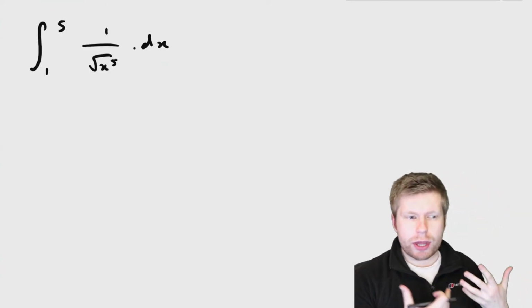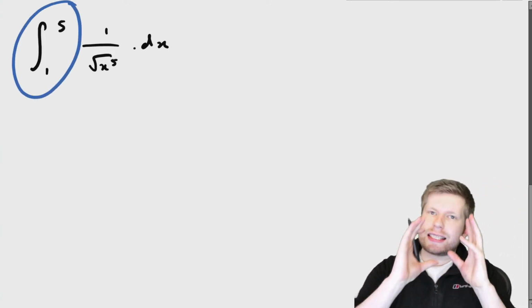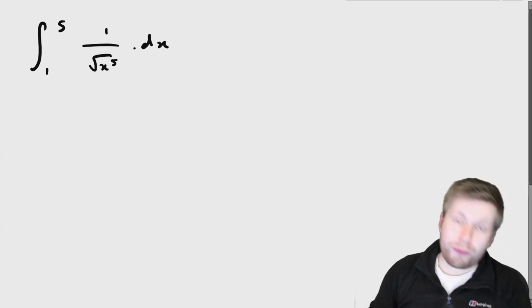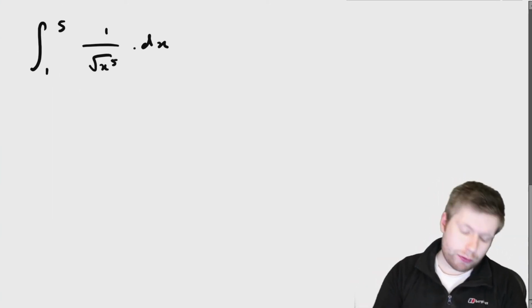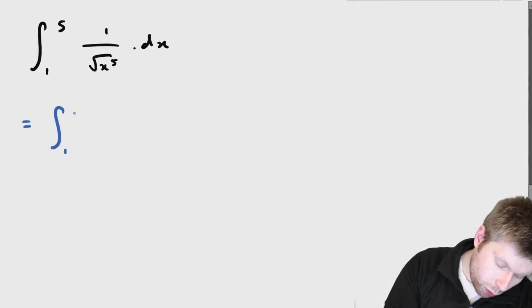Okay, so let's have a look at this question then. This question is slightly different because we have limits. In other words, it's a definite integral. We're not going to have the plus c at the end. Okay, so first things first, let's rewrite this so we can integrate it. So we can write this as the integral between 1 and 5.